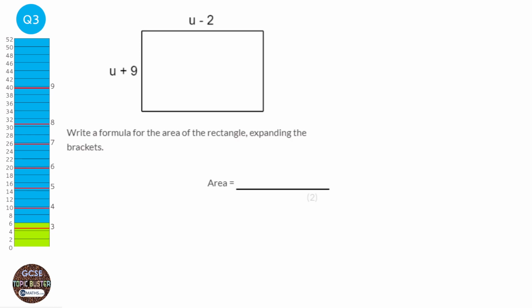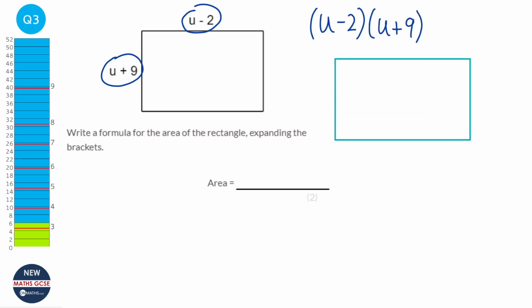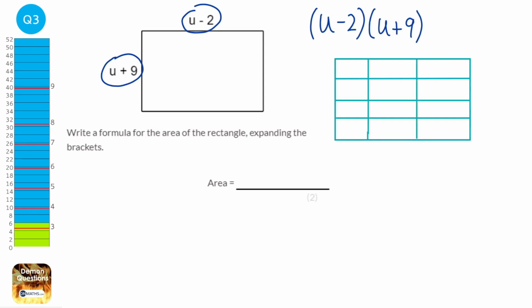So to find the area of a rectangle, we just multiply the width and the length. So that's what we're going to do here. But whenever you have an expression representing a length or a width or anything really, you just put brackets around it. So we go u minus 2 times u plus 9. Okay, and the way we do this is with our grid. I'm just going to draw out the grid. And so we've got u minus 2, and we're multiplying it by u plus 9.